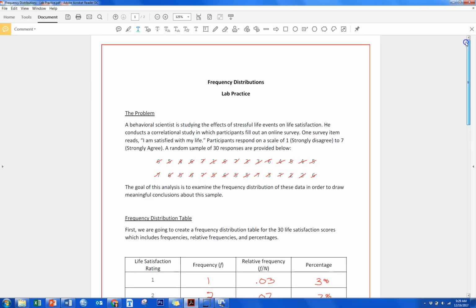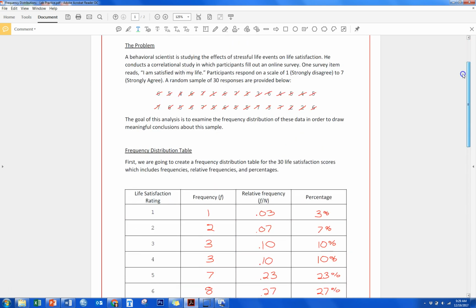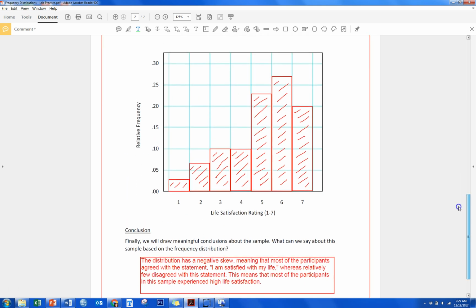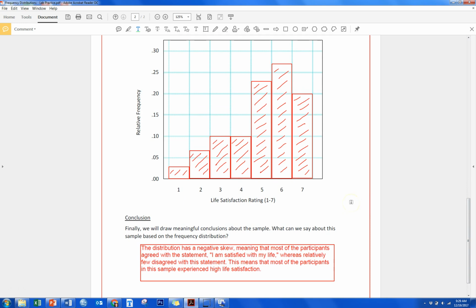So this is how you create a relative frequency histogram, how you create a frequency distribution table, and how we would interpret those data. Hopefully that is helpful to you.